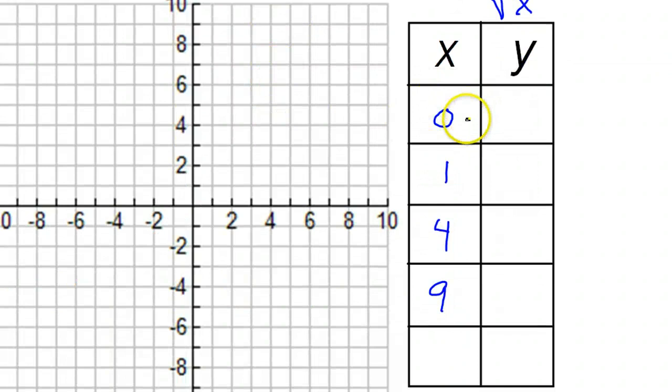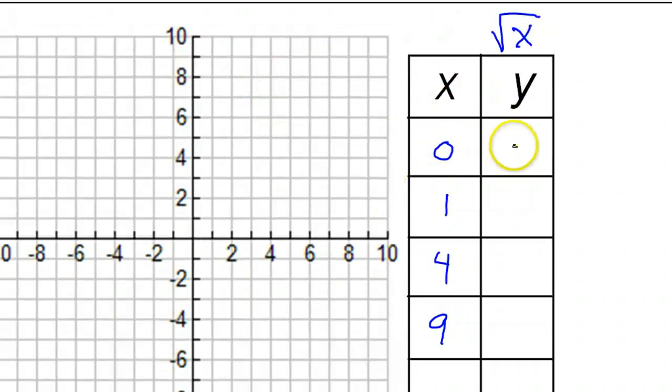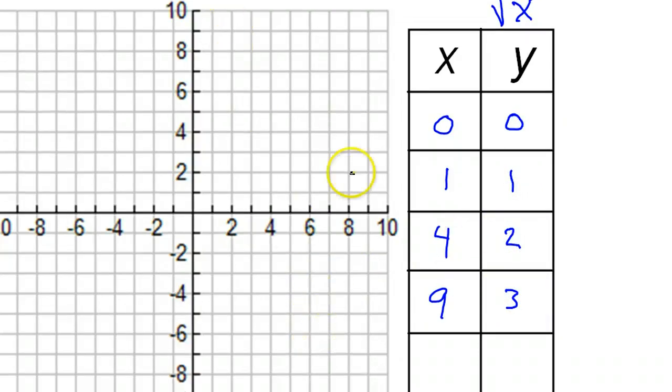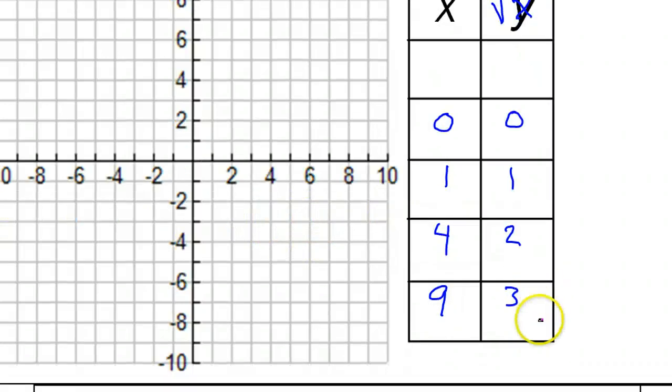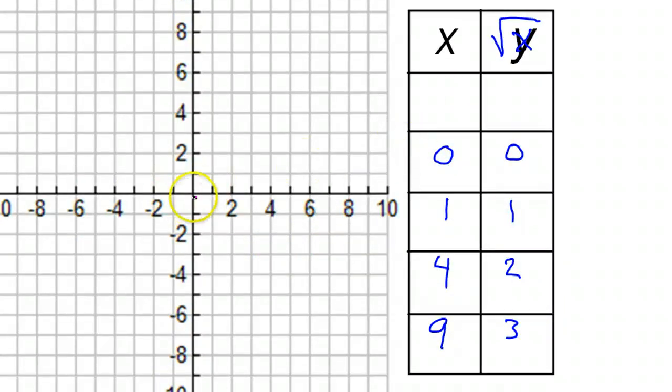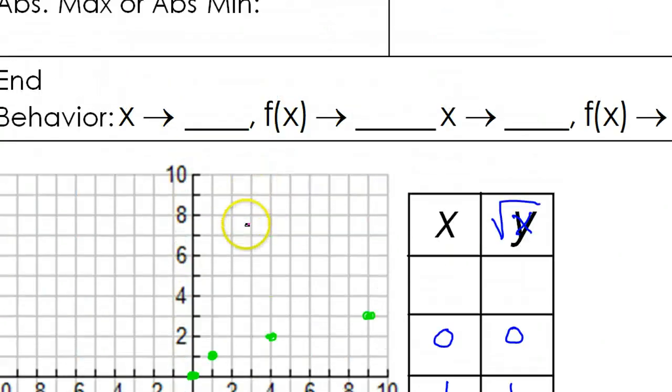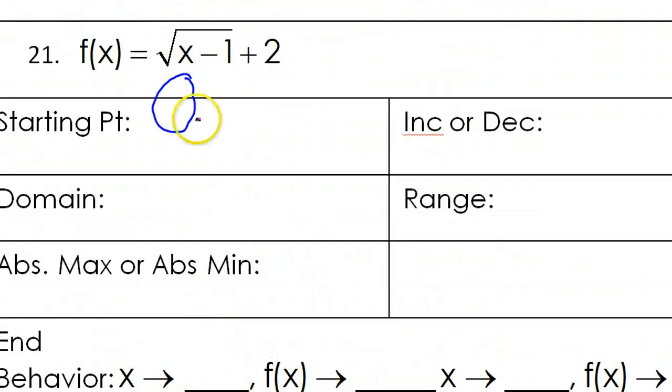Alright, so of course when I do the square root of the x values, I get 0, 1, 2, and 3. So let's go ahead and graph these points, but do not connect the dots. We'll leave it as a skeleton. Why did I skip a square? I don't know. So it's (0, 0), (1, 1), (4, 2), and (9, 3). Alright, but now it's time to do those transformations.